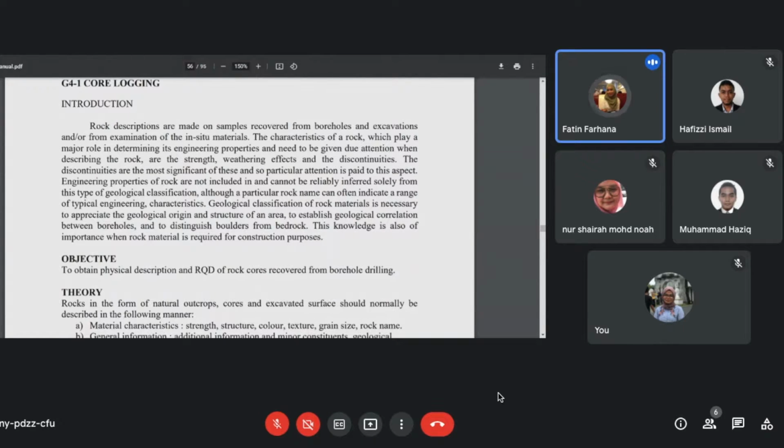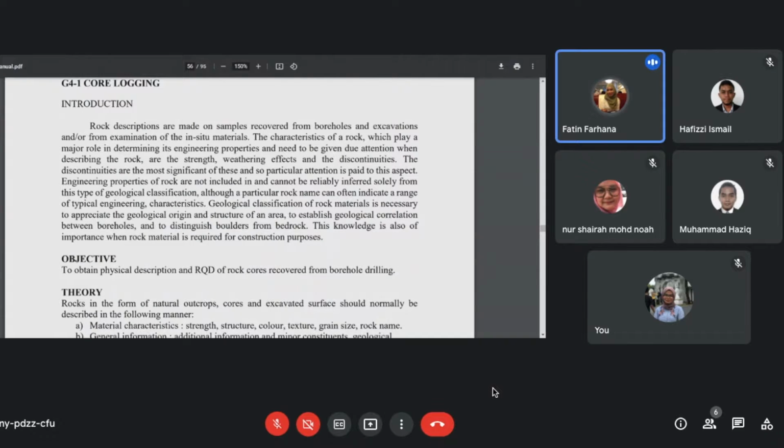So today, me and my group mate would like to discuss the G4 experiment. For the experiment, we have three types of experiment, which are core logging, Schmidt rebound hardness test, and for the last experiment, the point load test.